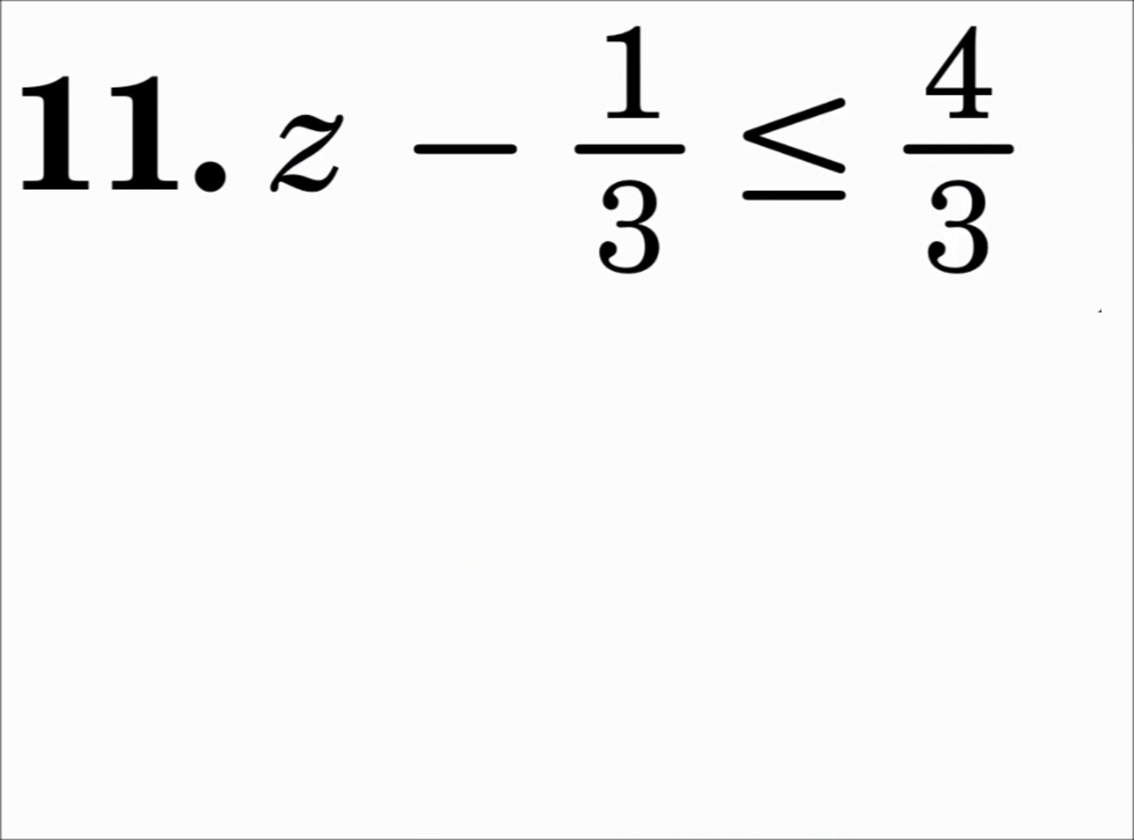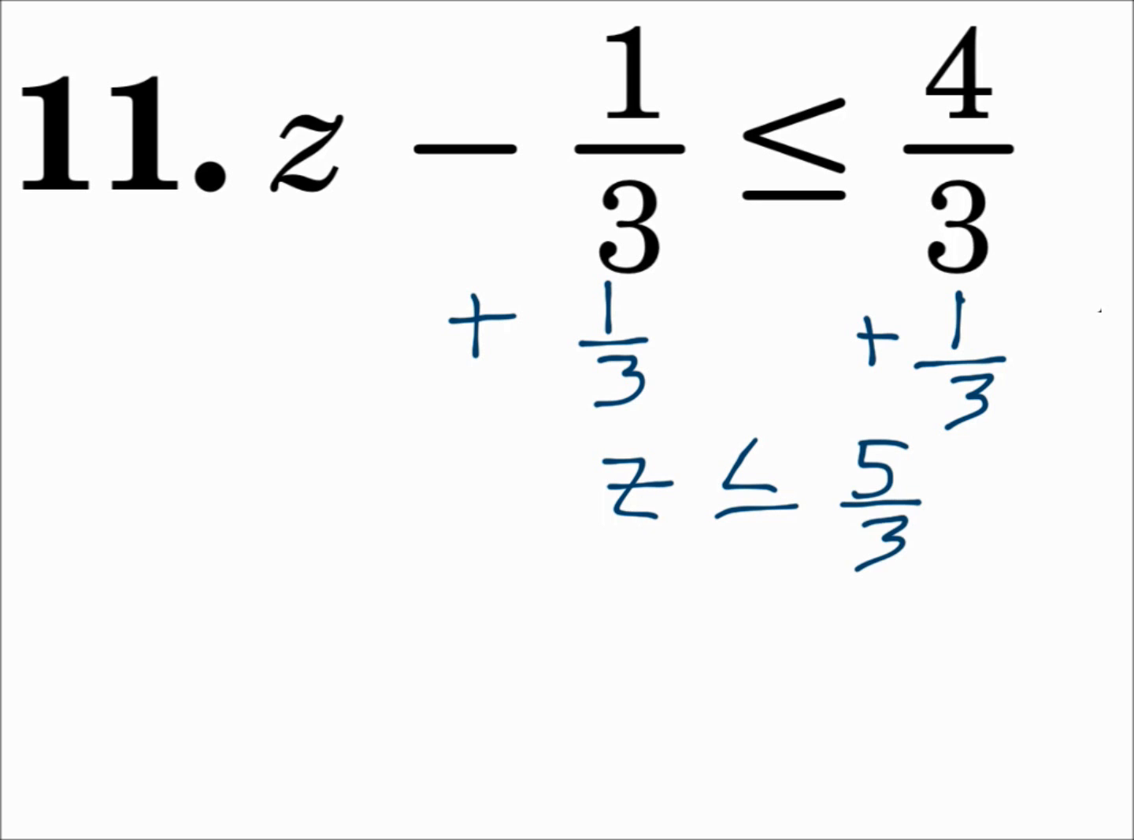Number 11. Z minus 1/3 is less than or equal to 4/3. Well, 1/3 is being subtracted, so let's do the opposite and add 1/3 to each side. The 1/3 cancel on the left. 4/3 plus 1/3 is 5/3. So the solution is all z such that z is less than or equal to 5/3.